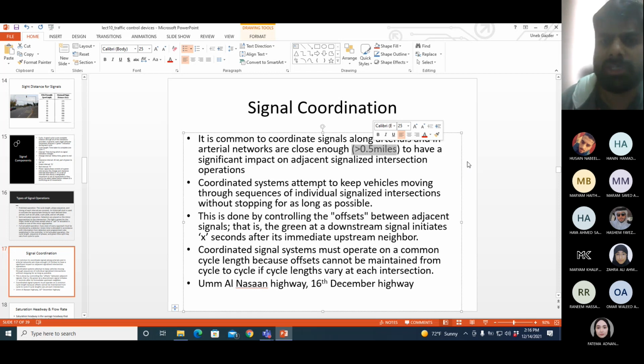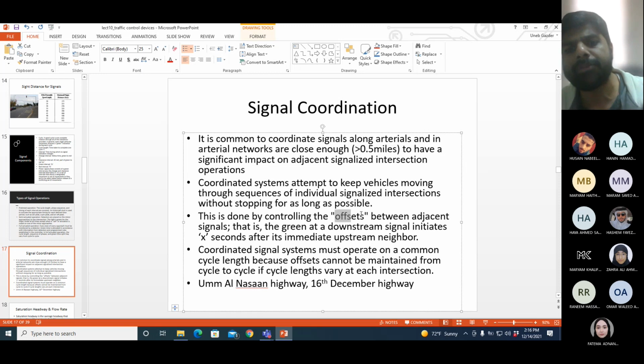Okay. Signal coordination, I think I mentioned it earlier as well. The signals on Wadi Al-Sail Highway and Nasan Highway are coordinated. The difference of green timing between the coordinated signals on the main street is what we call offset. The difference of timing on the main street for a coordinated signal is known as offset. So if one signal is green and the next one becomes green after 10 seconds, this 10 seconds is the offset of the coordinated signal.